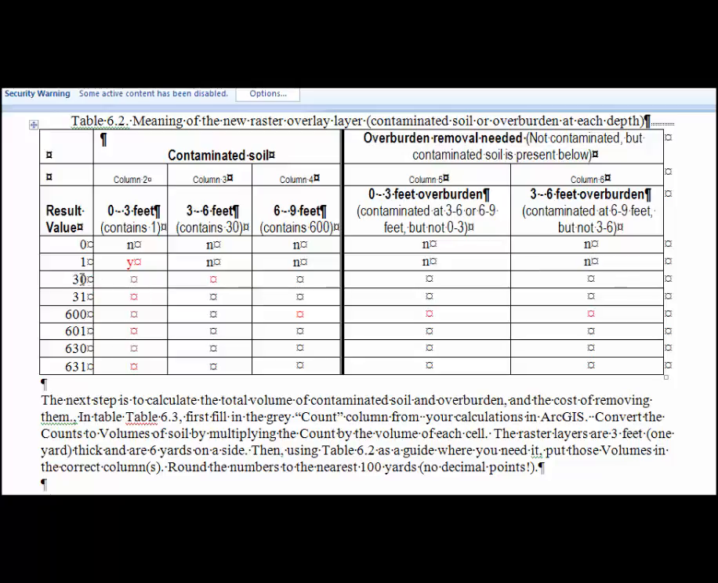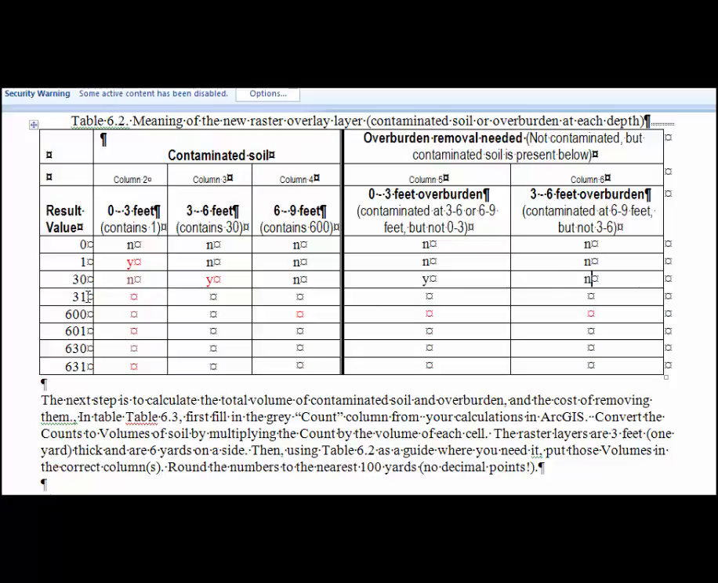My second layer, a 3 and a 0. The 0 means the top layer was not contaminated, so I'm going to put a no there. But the 3 means that the second layer, the 3 to 6 feet, was contaminated, so that gets a yes. And there's nothing that deep yet, so 6 to 9 doesn't count. So 0 to 3 feet overburden. Well, yes, because I have a 0, so my top layer is uncontaminated, but I still have to dig it up because there's a 3 underneath it. So that's my first overburden. Is my 3 to 6 feet layer overburden? No, because it's contaminated. And I know that because it has a 3. So that is a no.